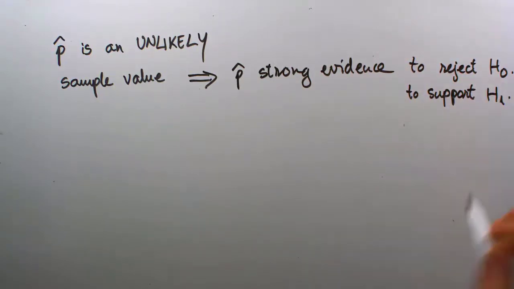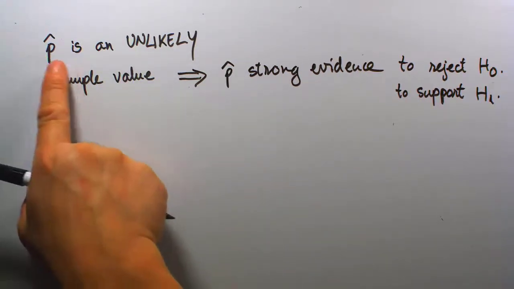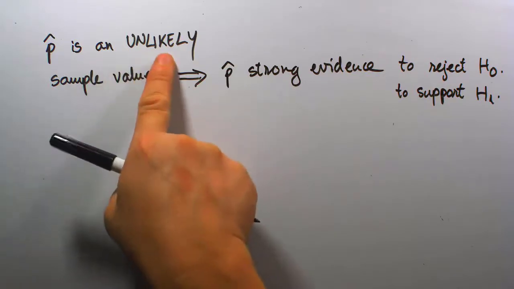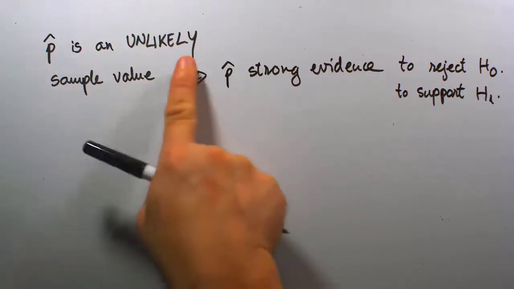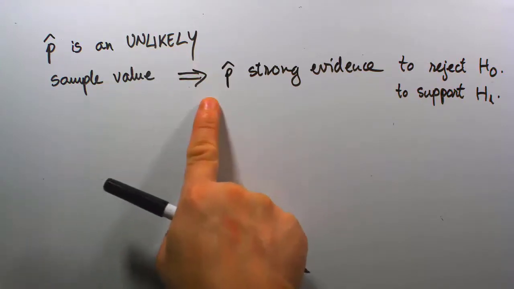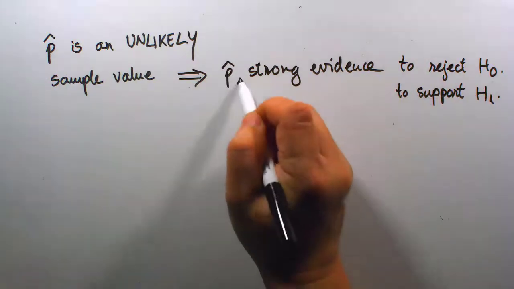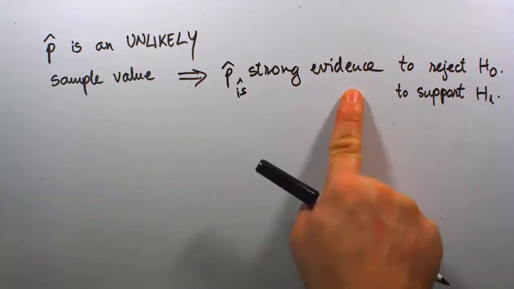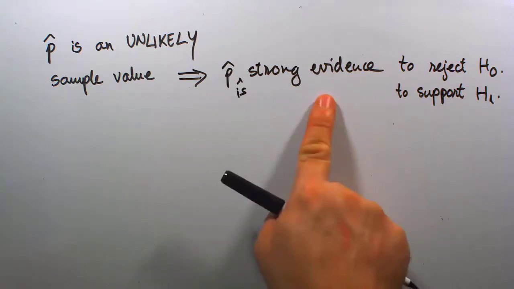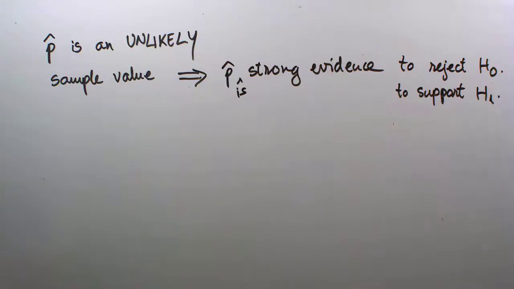But ultimately, I would like to give the explanation of why it is that once p hat can be proven to be an unlikely sample value, or being among the unlikely sample values, it leads to the understanding that p hat can be used as our strong evidence, or p hat is showing strong evidence for us to reject H sub 0 or to support H1.